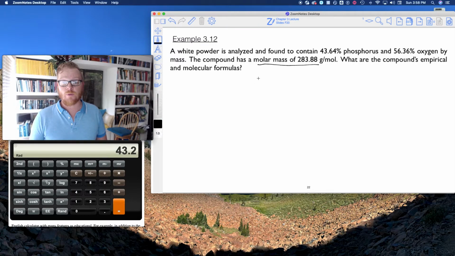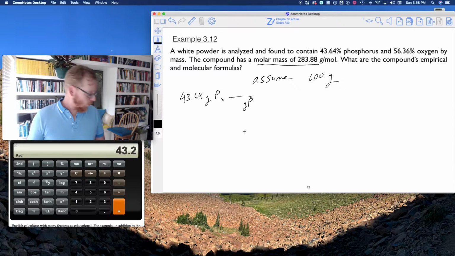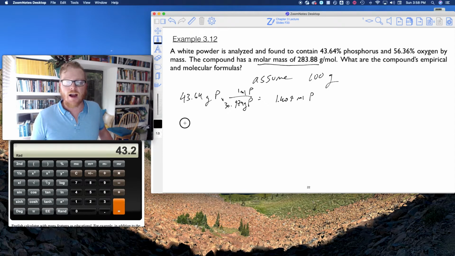Well, let's do it. Remember, we'll start by assuming we have 100 grams. So I'm going to say 43.64 grams of phosphorus. And I want to convert that into moles. The molar mass is 30.974 grams of phosphorus in 1 mole of phosphorus. And when I do that calculation, I get 1.409 moles of phosphorus.